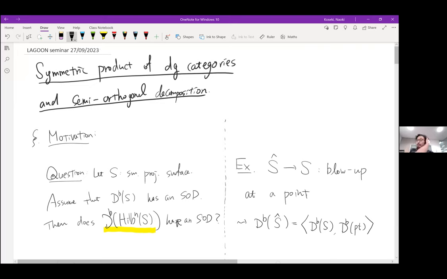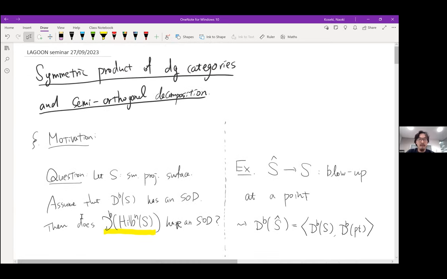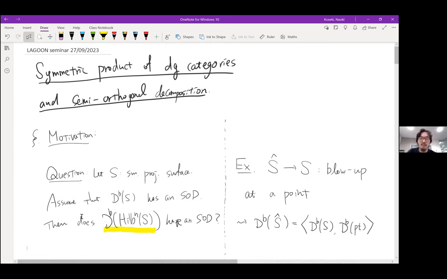That was my question. And my favorite first example is the blow-up of a surface at a point. In that case, it's well known that you have an SOD consisting of two components. The first one is the original surface S, and then you have an additional component of the derived category of points, and it comes from the exceptional curve. And then my question is whether its Hilbert scheme again has some interesting SODs or not.